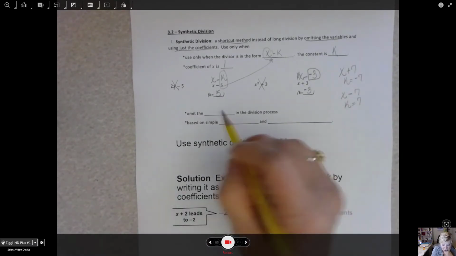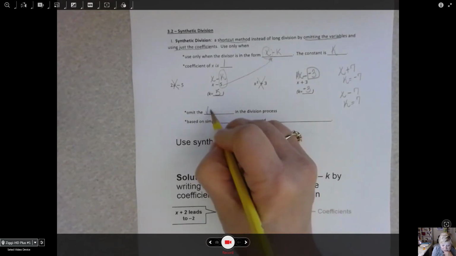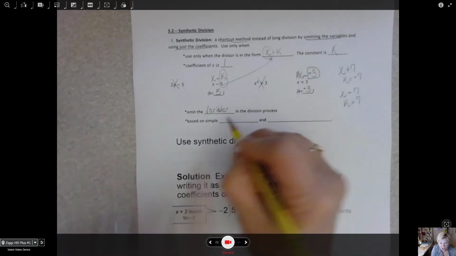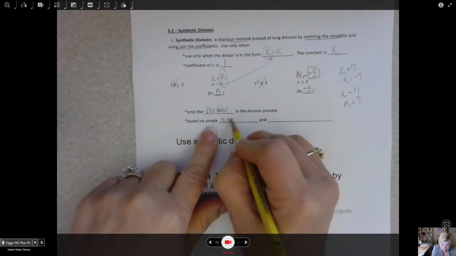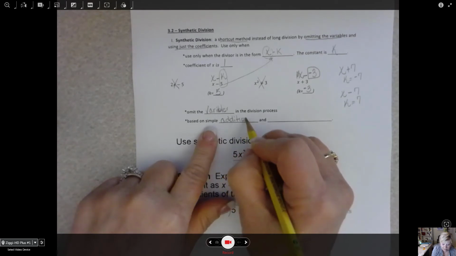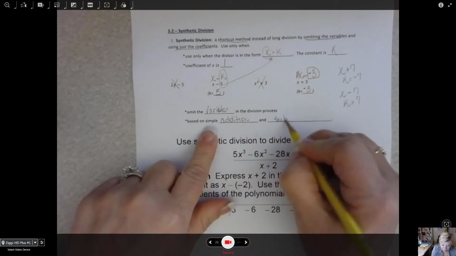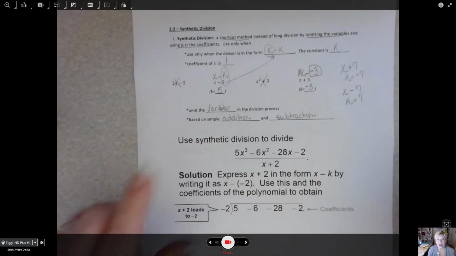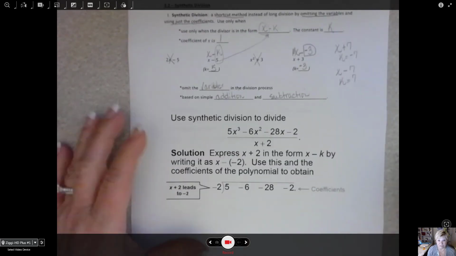You also omit the variables. I think we talked about that. Variables, I can't spell. And it's also based on simple addition and subtraction. Okay, so your setup is even different.